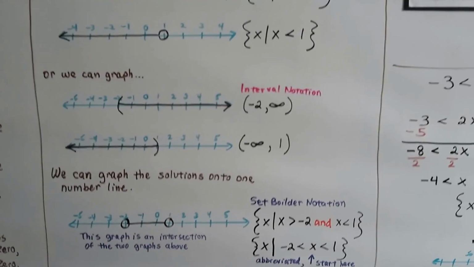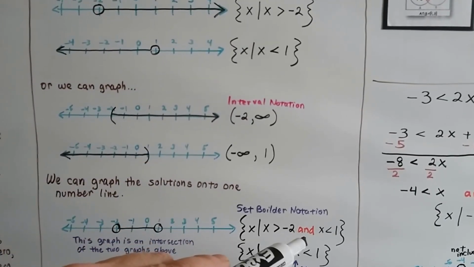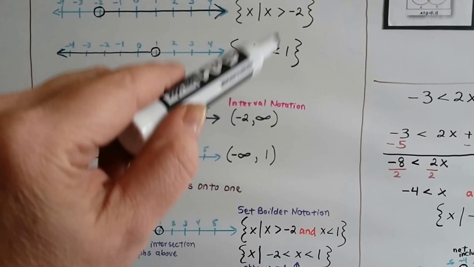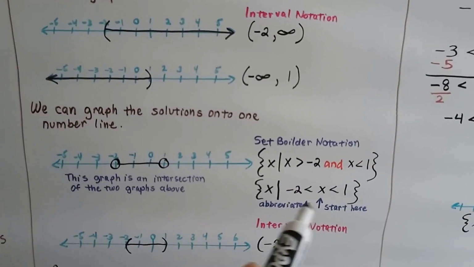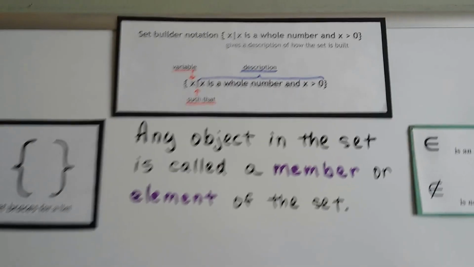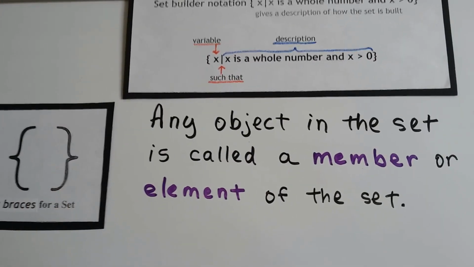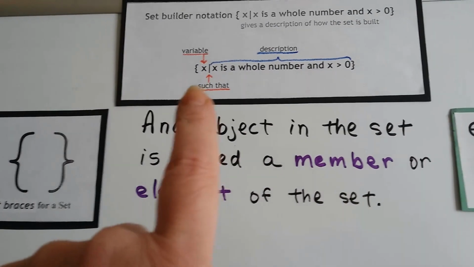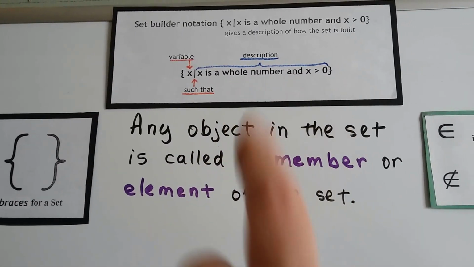See that? We put these two together with the word "and" in between these two, and we can abbreviate it by writing it this way. See? So in set builder notation, we've got set braces on each side, right? And we put the x with the bar for "such that," and then we write our inequality.